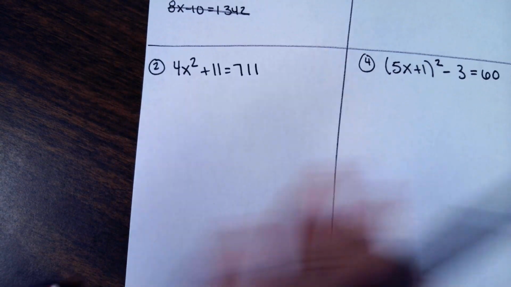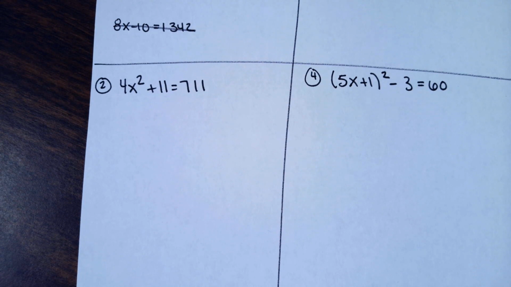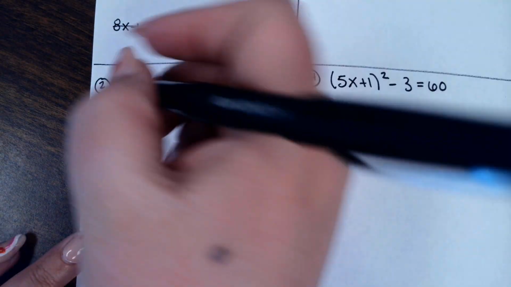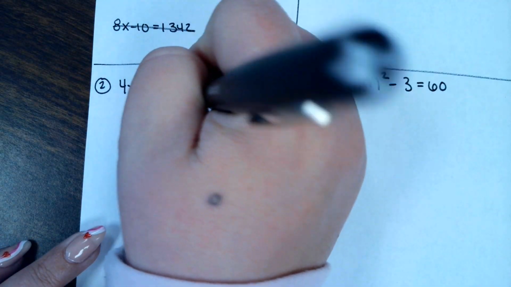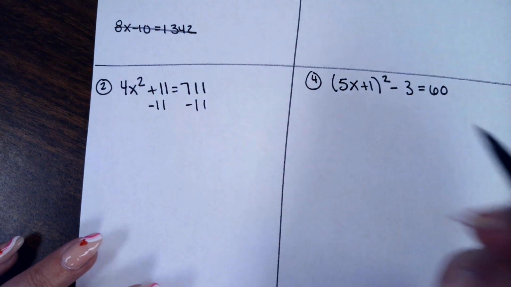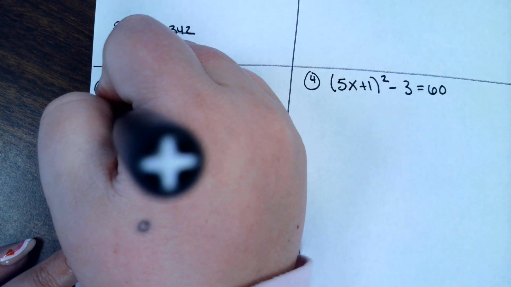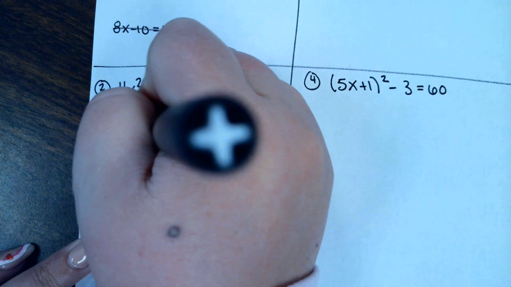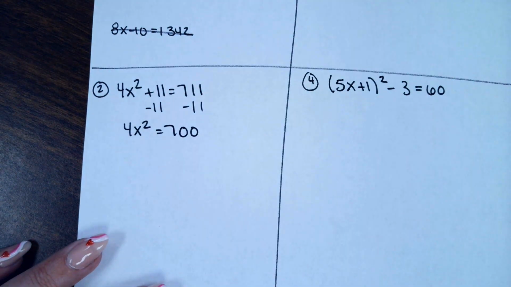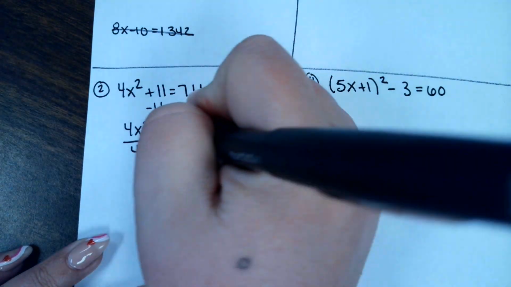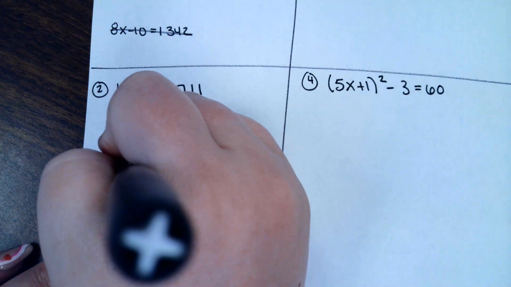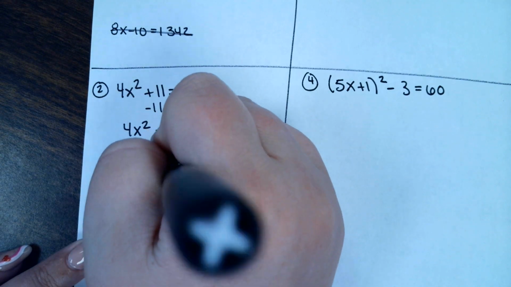All right, let's look at number 2. Try and solve this on your own. Go ahead and pause the video and then come back. All right, let's see what you got. Let's compare answers. We're going to subtract 11 from both sides. Nothing different than solving linear equations. We'll get 4x squared equals 700. Divide both sides by 4. You get x squared equals 175.